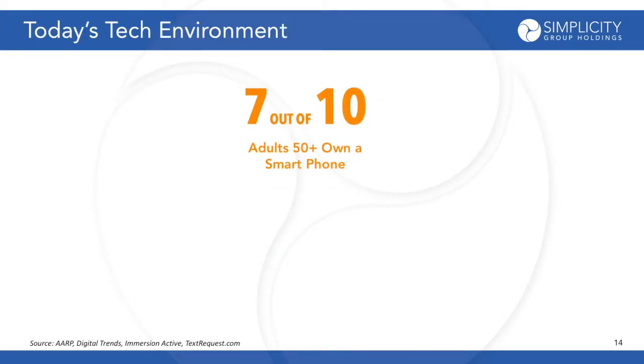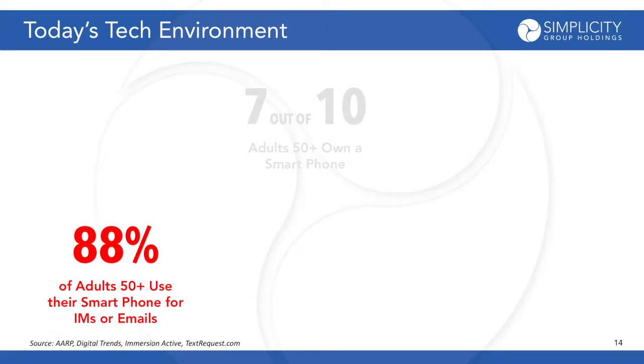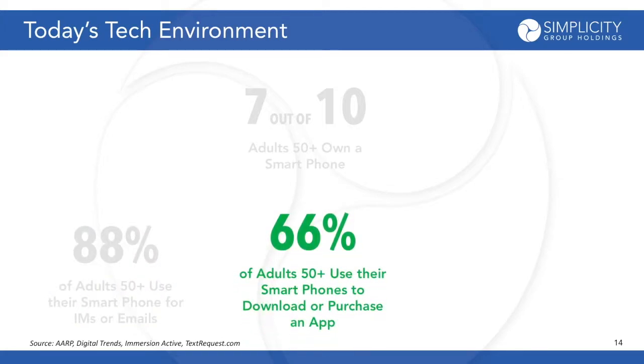Did you know that 7 out of 10 adults 50 plus actually own a smartphone now? They think in the next 12 to 14 months, it's going to be closer to about 8.5, and quickly growing. Did you know that 88% of adults 50 plus now use their smartphone for texts and emails? And so what is that? That's communication. This 50 plus age group are buying these devices, and they're quickly adapting to use them as a form of communication. 66% of adults 50 plus use their smartphone to download or purchase an app. And they're projecting this, and again, this information comes from AARP Digital Trends, to be at 85 plus in the next 14 to 18 months.